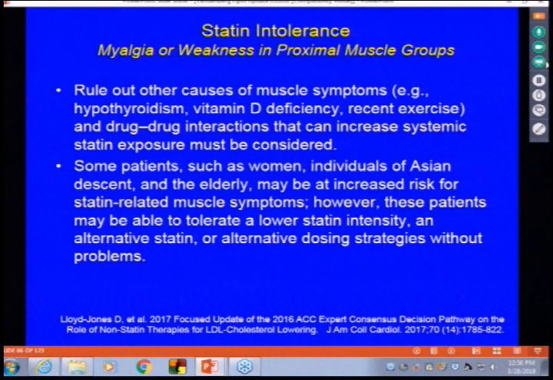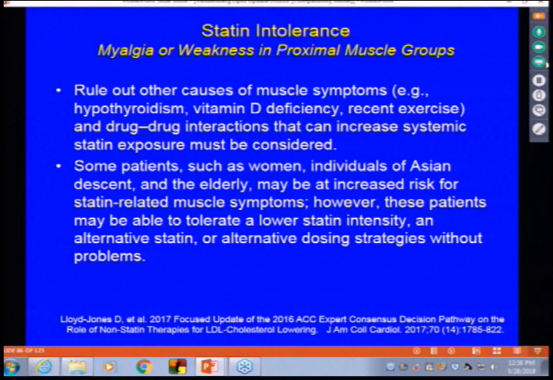Typically, patients with statin intolerance — does anybody have patients who have myalgia? This is super common, so get ready for it if you're just starting out. The first thing is to look for secondary causes, and the typical thing is just to make sure they don't have vitamin D deficiency or hypothyroidism, because both can cause myalgia.